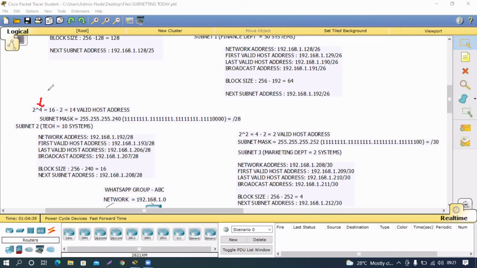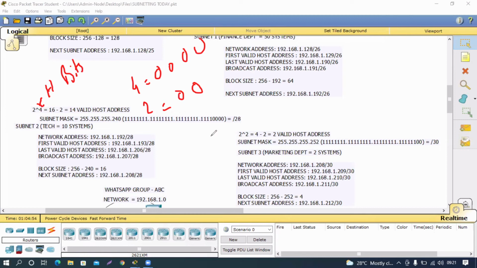These are ultimately what we are using as host bits. These are basically zeros. If you are taking 4, it means what? 4 zeros. If you are taking 2, it means what? 2 zeros. Like that.